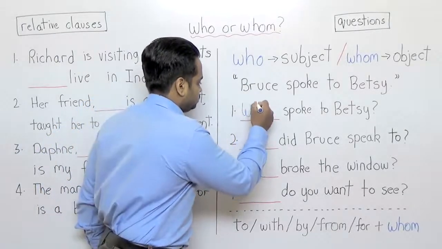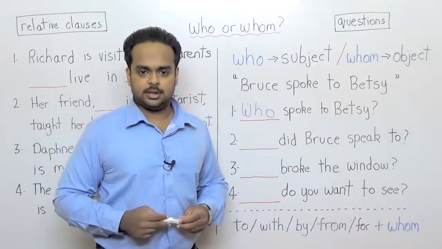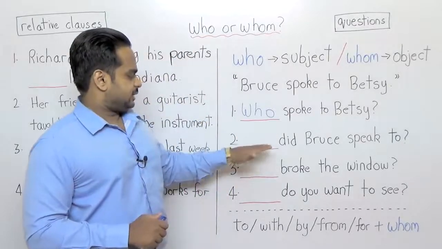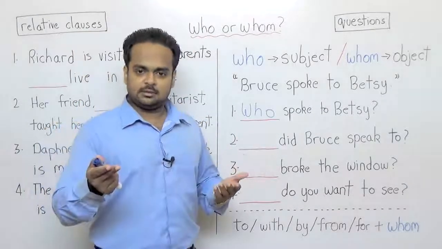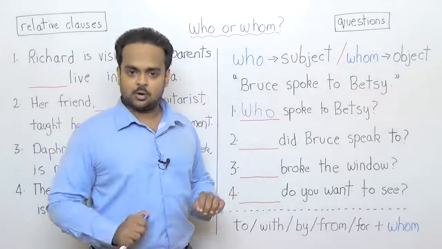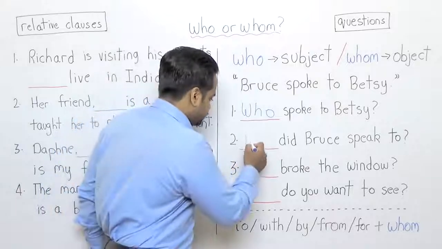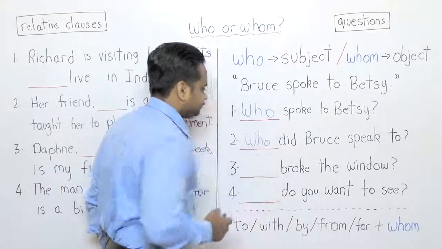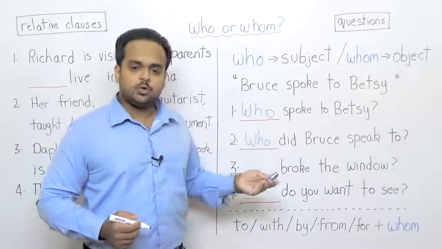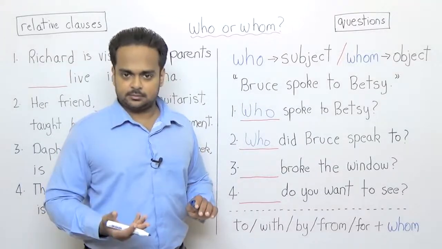So the word for the subject is who. So, who spoke to Betsy? Now in the second sentence, of course you must be thinking, we have to use whom here, right? You probably guessed that. And that is correct. But before we get to that, I'm just going to write who over here. Well, now read the sentence. Who did Bruce speak to? This is actually correct in speaking.